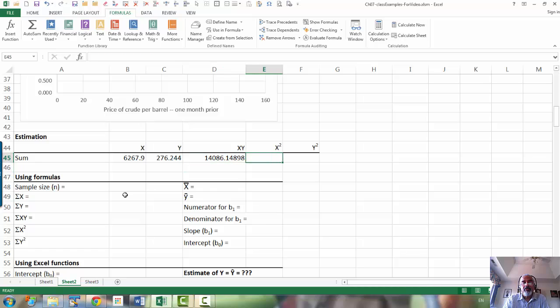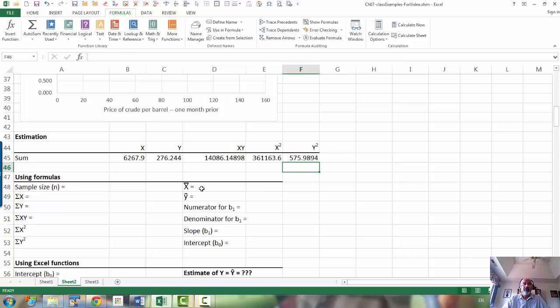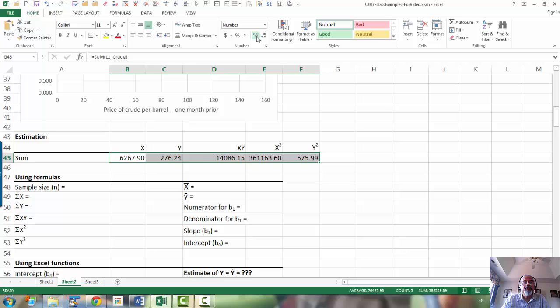Now x squared is given by SUMSQ. That will take each value, square it, and add them up. So this will be L1 crude, and we do the same thing, SUMSQ for unleaded. So without having to set up these columns, we can use the Excel functions in this fashion.